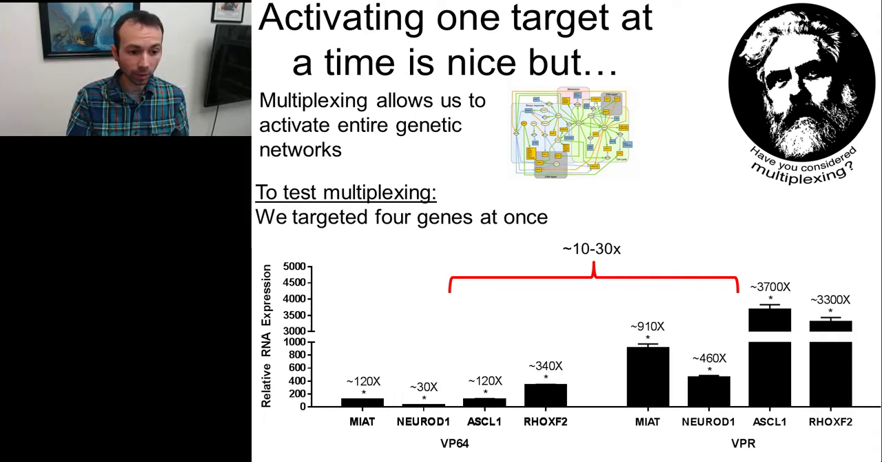And so to test multiplexing, we targeted 4 genes at once. And these are the 4 genes on the x-axis. And when you activate them with VP64, you see they get turned on a little bit. You activate them with Viper, they get turned on a lot more. It's about a 10 to 30-fold difference between them.